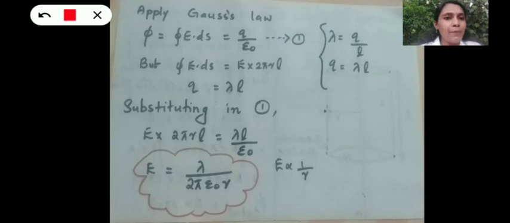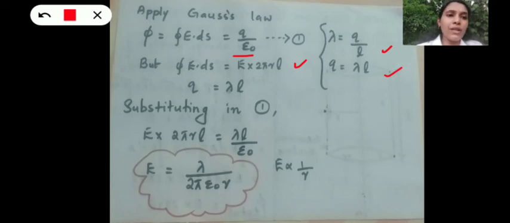Next, we can apply Gauss's law. And what is Gauss's law? Gauss's law states that phi is equal to the closed integral E dot dS is equal to Q by epsilon naught. And we got an expression for the closed integral E dot dS. What is that? E into 2 pi RL. And what is Q? We know lambda is equal to Q by L. So Q will be equal to lambda L. We need to consider linear charge density here because it is a continuous charge distribution. So Q is equal to lambda L.